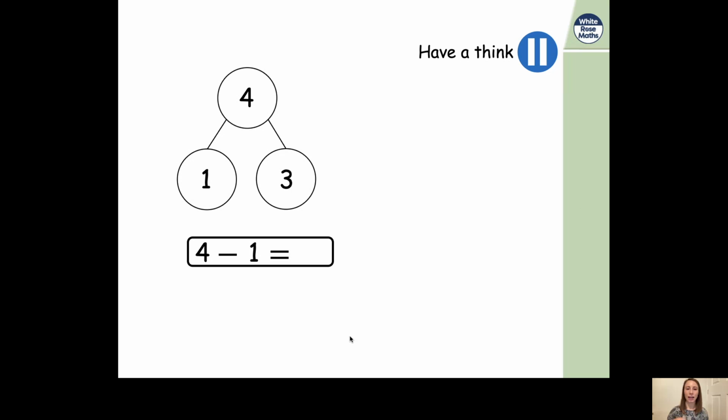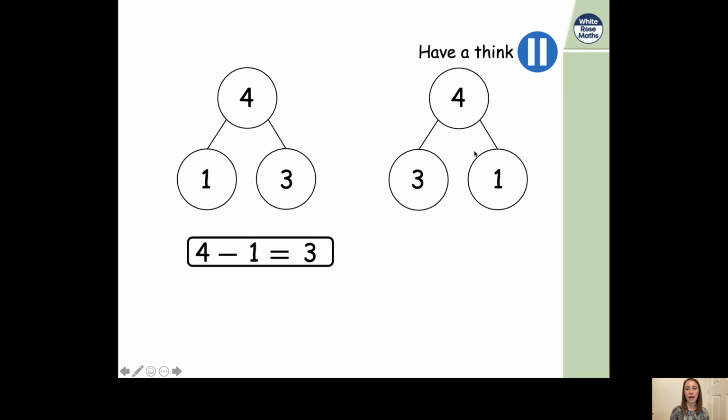Okay, so I want you to have a little think. I've got a part whole model now, and I've got the number 4 in my whole. And I've written below 4 take away 1 equals. I wonder what's going to go in my answer. 4 take away 1. Well done if you said it equals the number 3, because I'm starting with my whole, I'm taking away 1, and it equals 3.